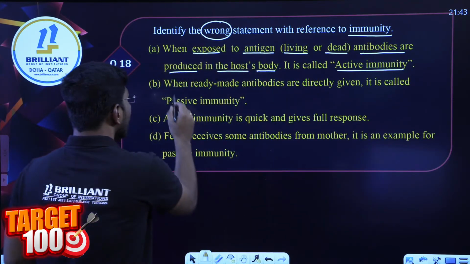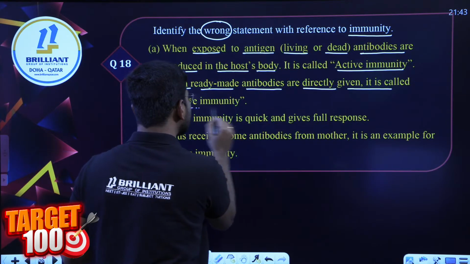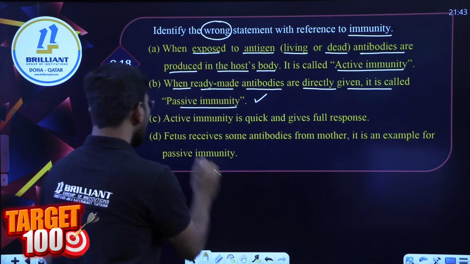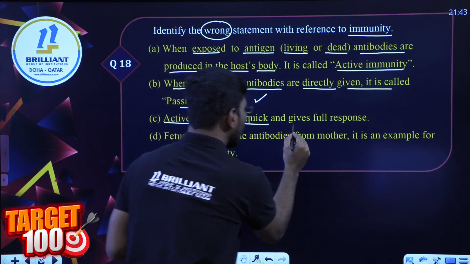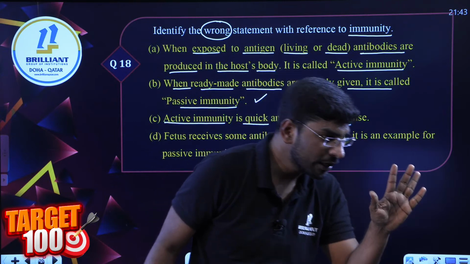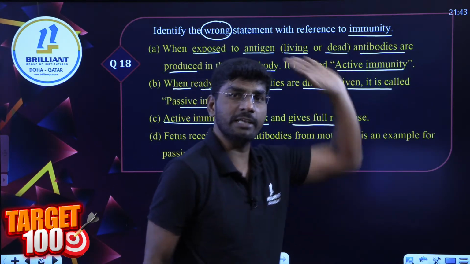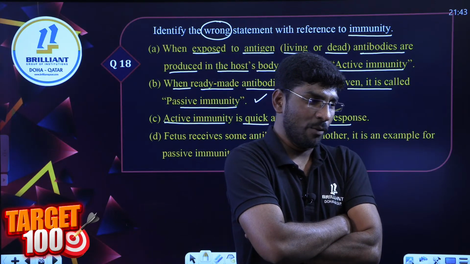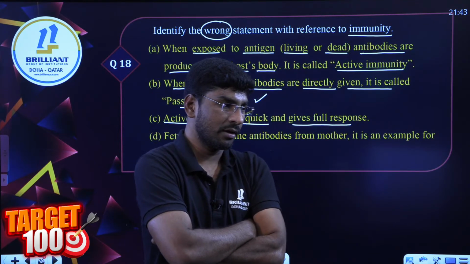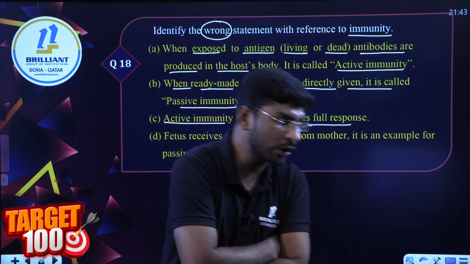Correct only. When ready-made antibodies are directly given, it is called passive immunity. Absolutely correct. Just now I told you it is passive immunity. Active immunity, quick and gives full response. Is it also correct or wrong? What's wrong in option C? I don't know, you have to tell me. Something is wrong in option C.